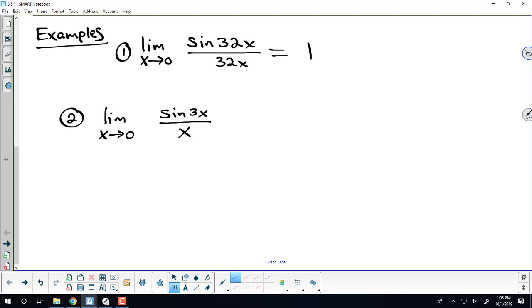So note that this is in a different form than what the theorem states, right? It's the sine of the argument 3x, but 3x is not on the bottom. So if we applied that theorem directly to that, it would be off. You'd be off by a constant. So the trick here is to algebraically manipulate this so that it does look like what's presented in the theorem. So any suggestions?